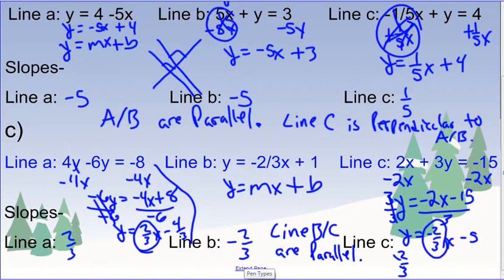A little confusing. The main idea here, or the hardest part about this problem, I believe, is actually solving for y, getting and finding the slopes. Once you find the slopes, the rest is pretty easy. Parallel lines have the exact same slope. Perpendicular lines have opposite reciprocal slopes. Like, for example, these are opposite reciprocals.